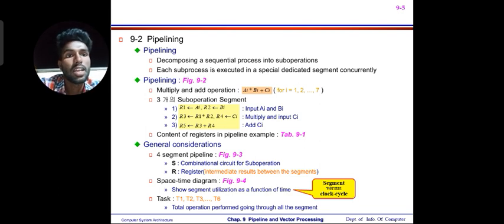General considerations: 4 segment pipelines, combinational circuits for sub operations, and registers. Space-time diagrams show segment utilization as a function of time. Tasks T1, T2, T3 and so on up to T6. Total operations performed by going through all the segments.